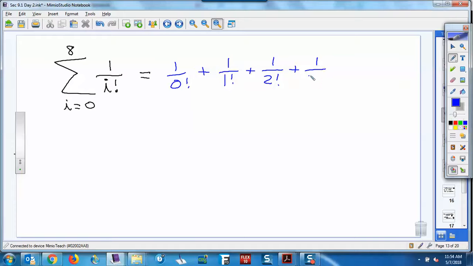Okay, it's up to you. But so how many terms is there going to end up being here? There will end up being 9 of them, won't there? From 0 to 8. You're going to actually end up with 9 terms. Okay? All right. We'll finish that one when we get back.